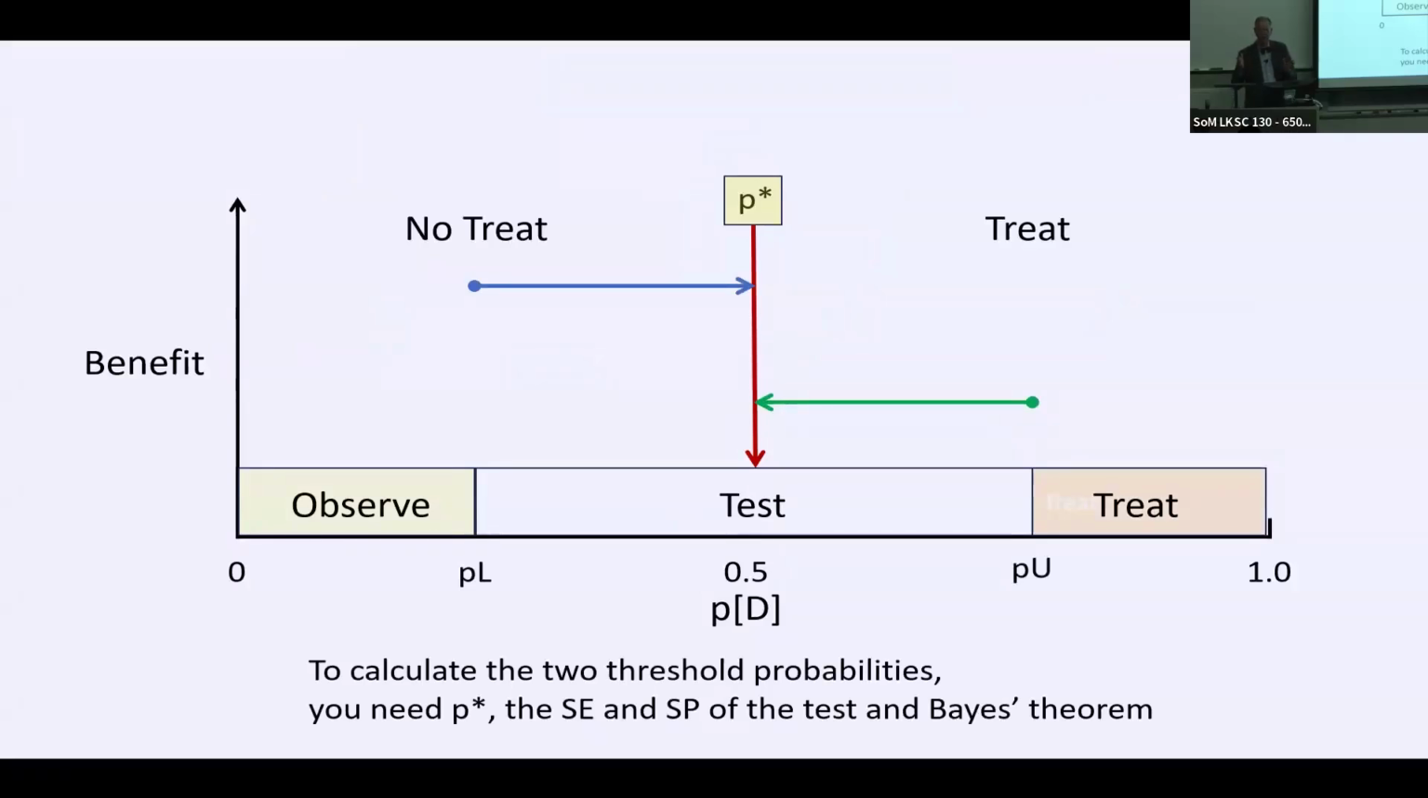And so you end up with this nifty model, which divides the probability between an observed range, a test range where the test can make a difference, and a treat range. We're going to come back to this when we get into the weeds of pulmonary embolism.